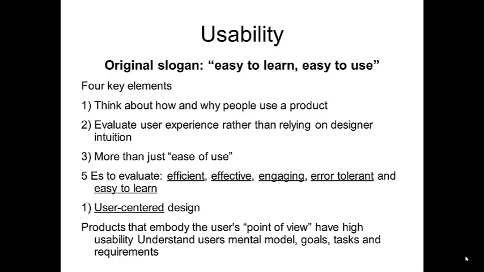So those two examples, the Sinclair C5 and the Vincennes interface, weren't very usable. Usability was their problem. In computer systems, we've got the idea of usability. We want our systems to be usable. The original slogan for usability was easy to learn, easy to use, a very simple idea. That has been expanded to four key elements about usability, things you need to think about when thinking about the usability of your software.